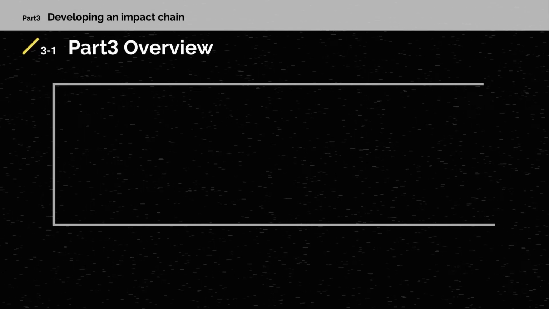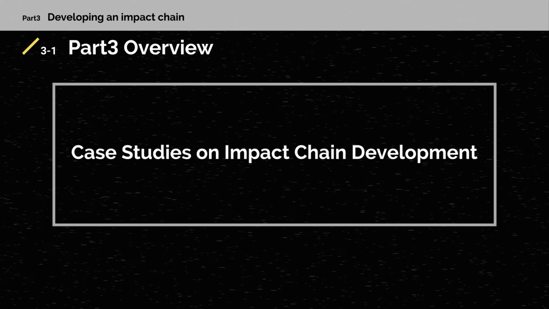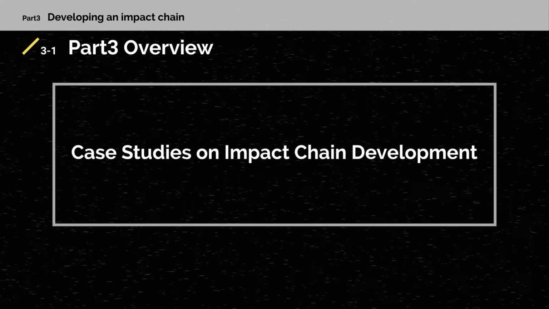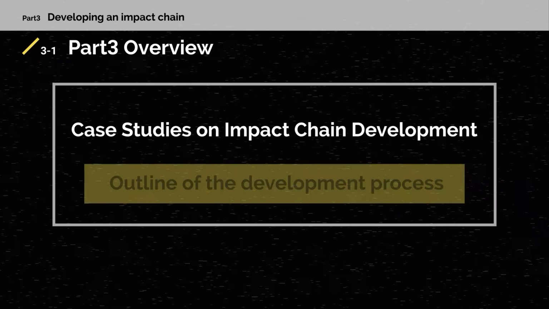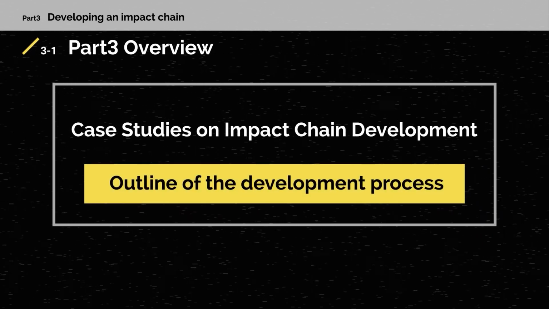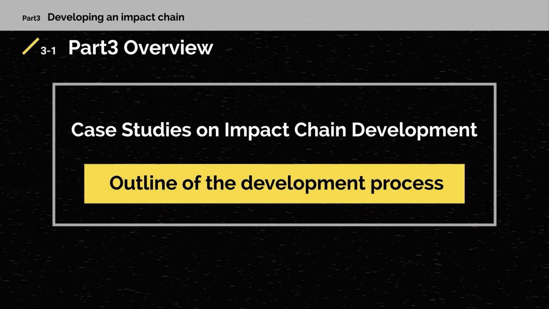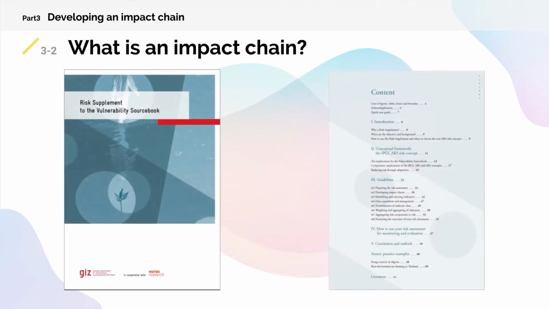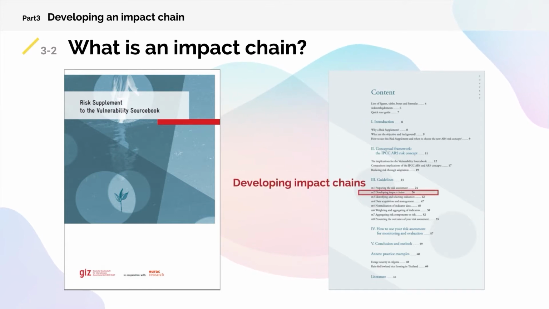Part 3 introduces the concept of an impact chain. It corresponds to Section 6.1 of ISO 14091. The use of an impact chain and the process to develop one will be explained by introducing cases from Japan. An impact chain is a tool to map climatic hazards and risks. It can be used for screening and prioritization in the early stage of a risk assessment. As a methodology, an impact chain is generic and can be applied to any sector. A detailed description of impact chains can be found in Chapter 2 of GIZ's Risk Supplement to the Vulnerability Sourcebook.